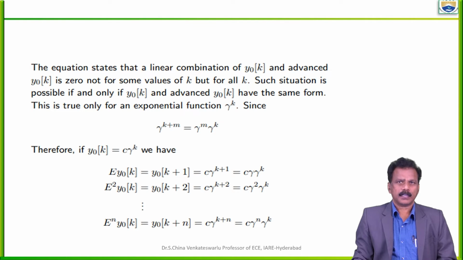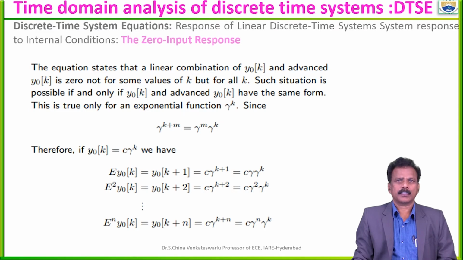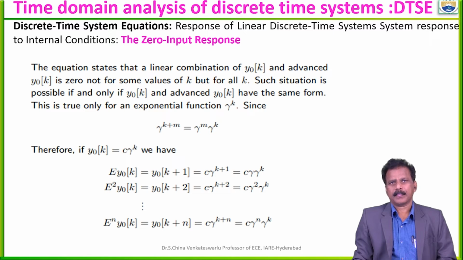So the equation states that in this discrete time system, it describes the response of a linear discrete time system to internal conditions. The internal condition is followed by the zero input response. The equation states that the linear combination of y0 of k and advanced y0 of k is 0, not for some values of k but for all k.